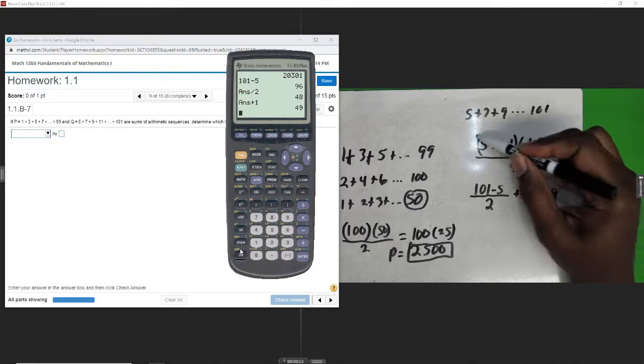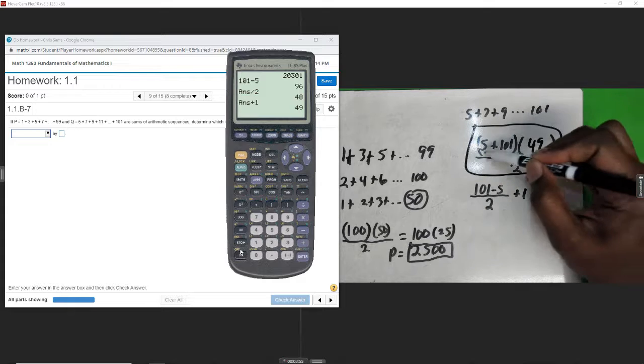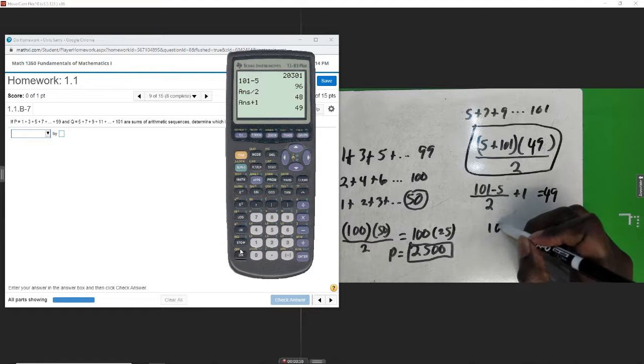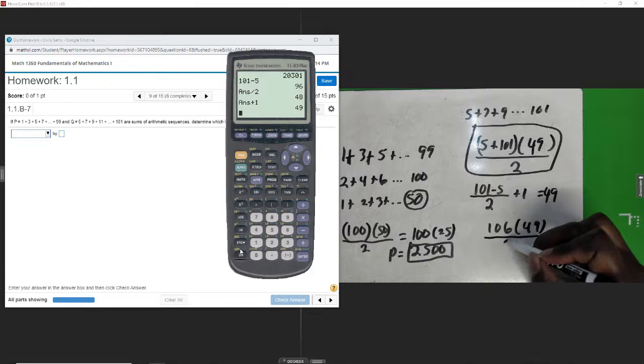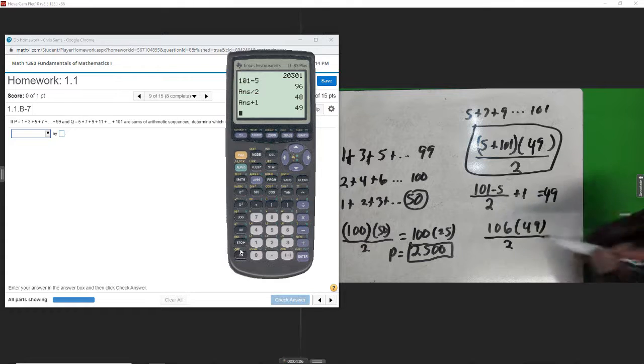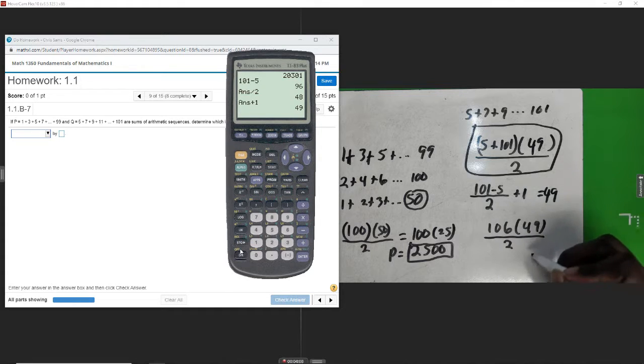Okay, so here's my formula that we're working with. So basically I have 106 times 49 divided by 2. This number is divisible by 2, so that will give me 53. So basically we're doing 53 times 49, and that will give us our sum. So that gives us 2597.